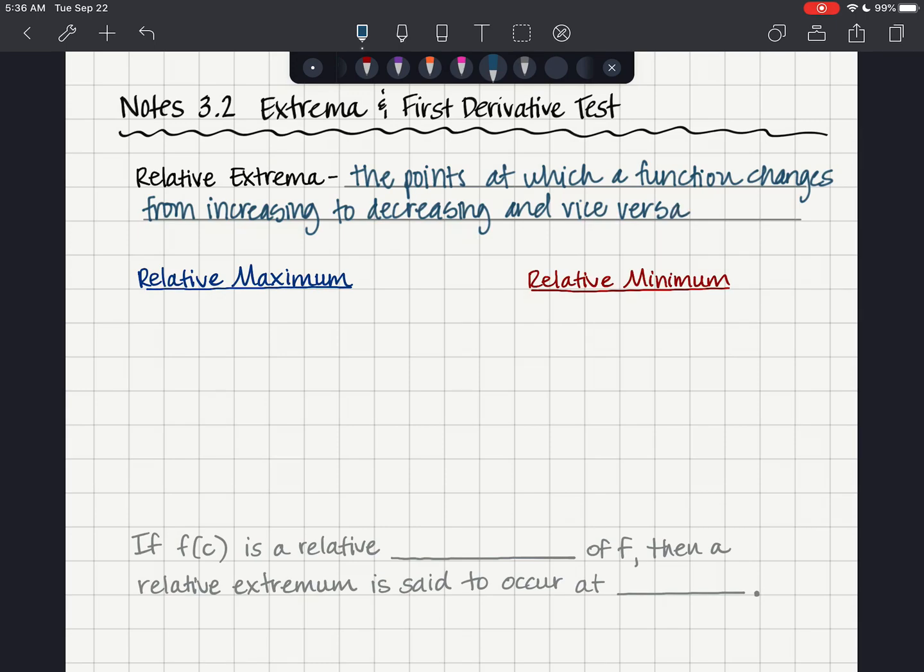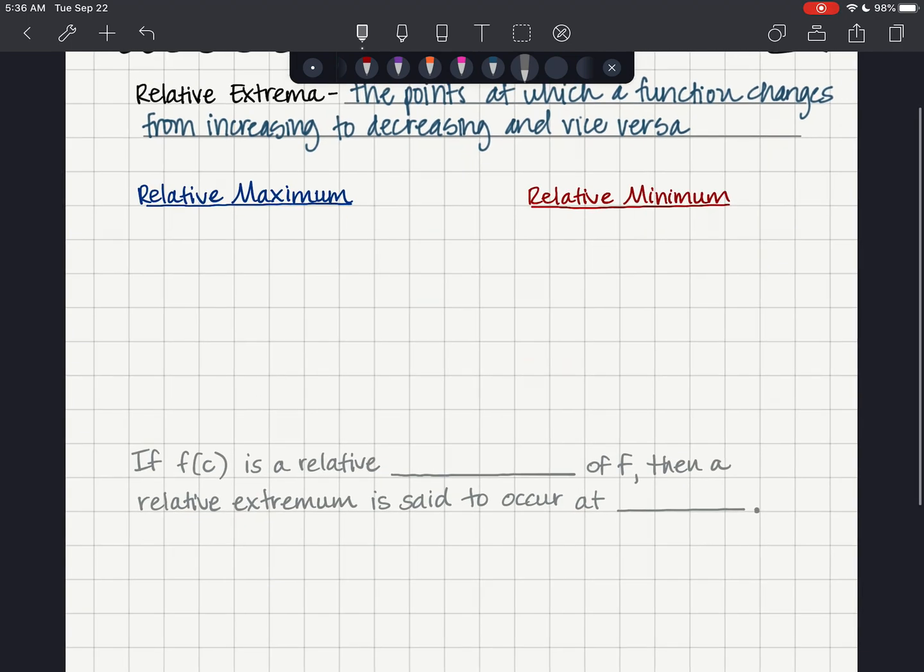So I'll draw a quick picture for you. Where we go from increasing to decreasing, this would be called your relative extrema. That would be your extrema. Actually, one point would be called extremum, but we're going to be talking about that in a minute. Also, from decreasing to increasing, that would also be called extrema.